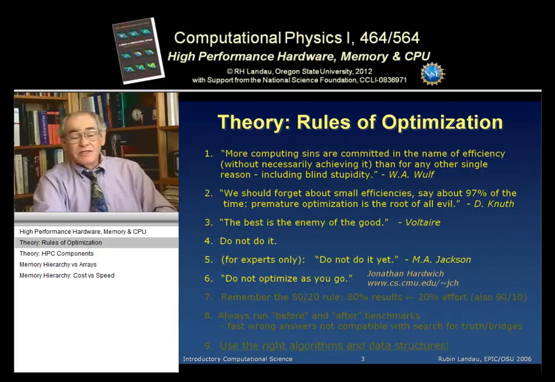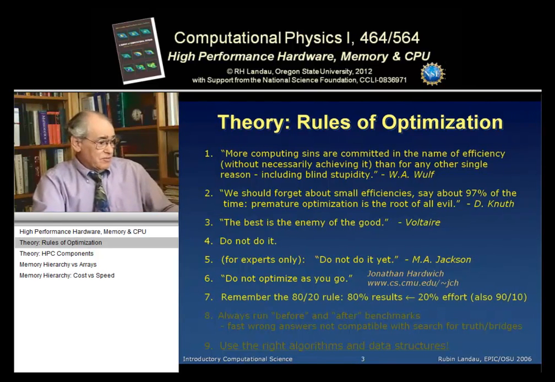Do not optimize as you go. This means don't worry about something being faster or getting something to be faster when you're writing the program. Concentrate on getting the mathematics right. Concentrate on getting the algorithm right. Concentrate on it giving good results. Don't worry about figuring out how to make it faster.